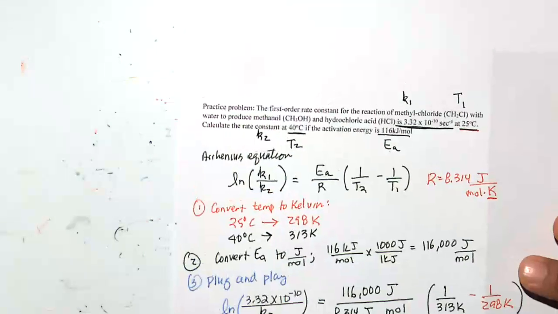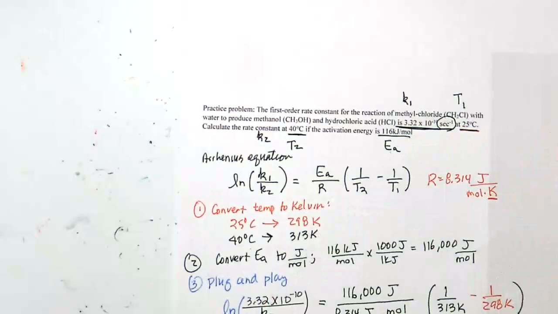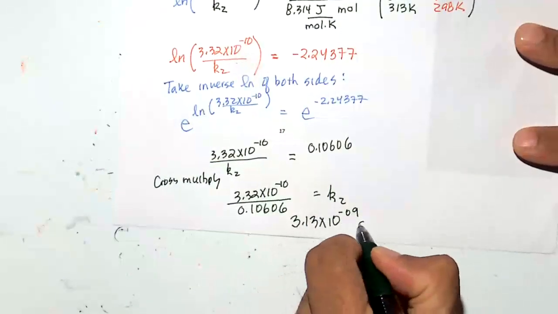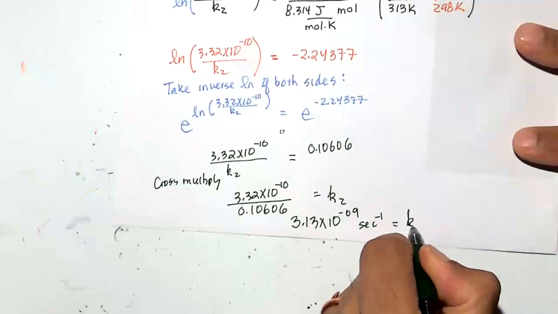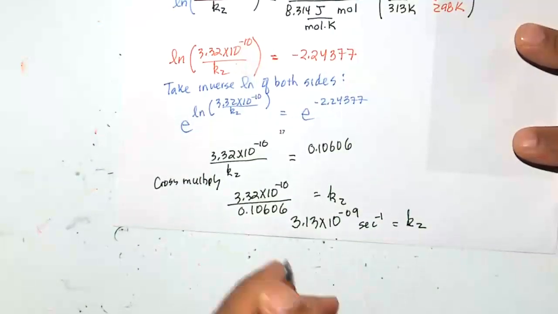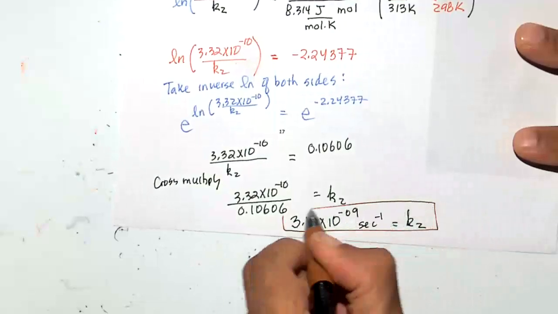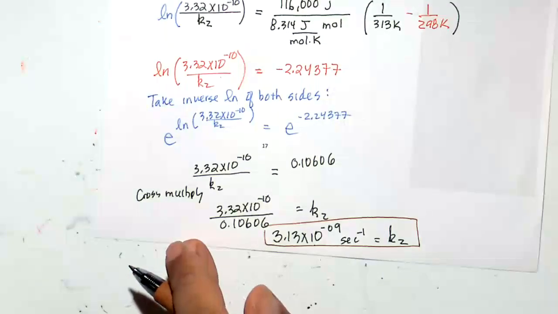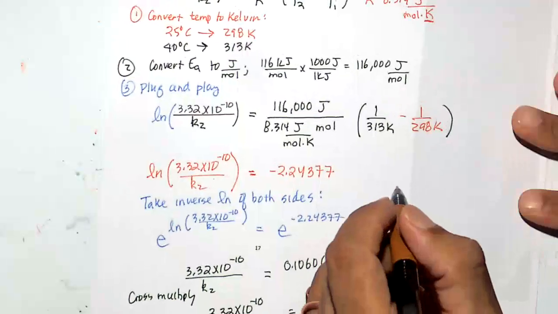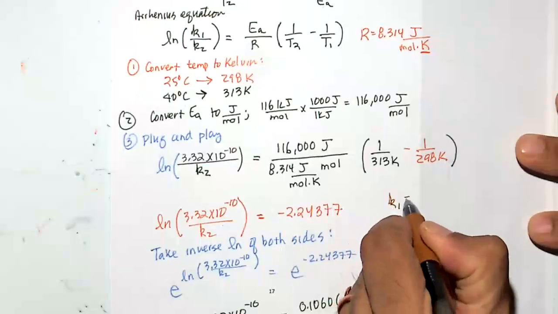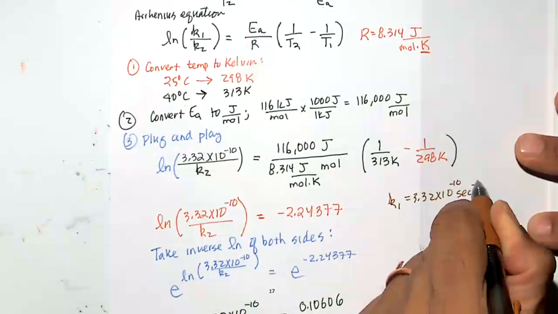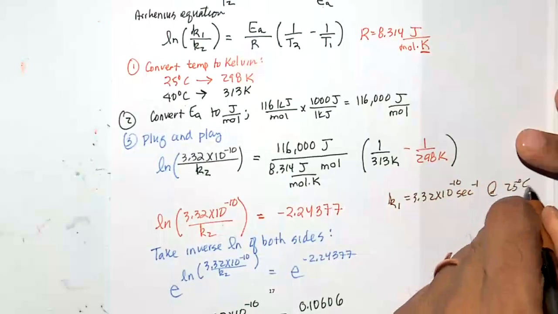Units are inverse seconds. And this is our answer. So K1 is 3.32 times 10 to the minus 10 per second at 25 degrees C.